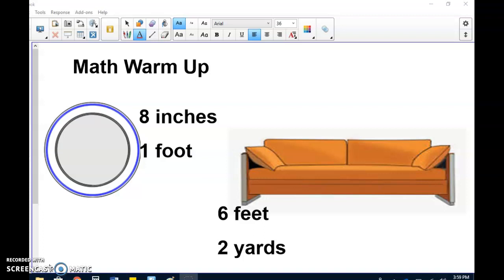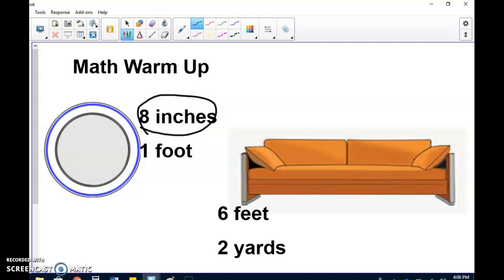So I measured my plate. It was 8 inches long, and I measured it in feet, and it was about 1 foot long. Then I measured my sofa. It was about 6 feet long and about 2 yards long. So did I use more inches to measure the plate, or did I use more feet? Well, clearly we can see that I used more inches because 8 inches is bigger than 1 foot. And the reason why is because inches are smaller than feet.